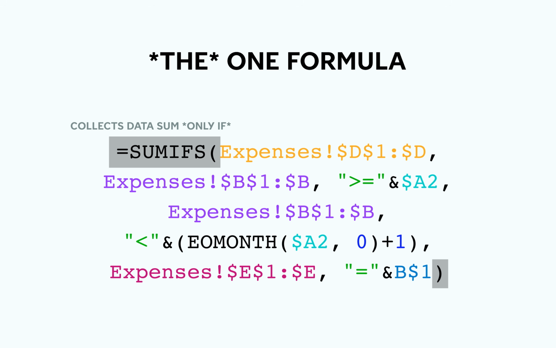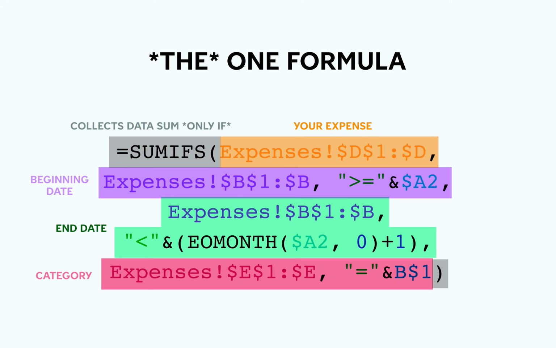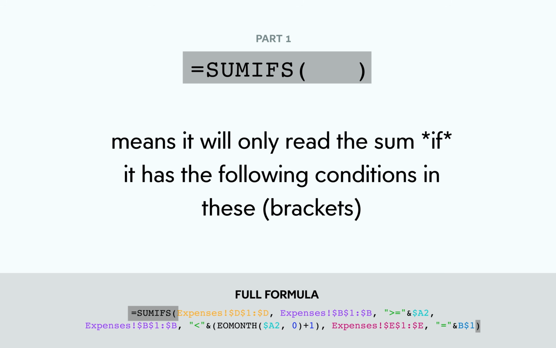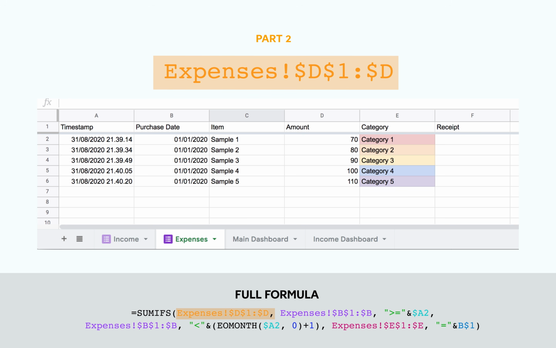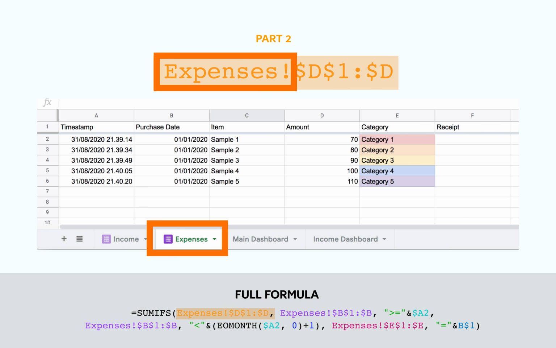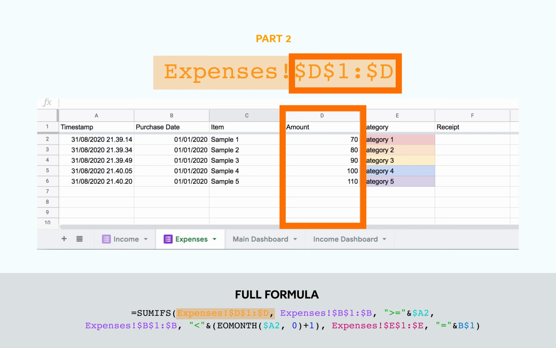It collects the data sum only if your expense is within the date range of a certain period and is also in the right category. To break it down, equal SUMIFS means it will only read the sum if it has the following conditions in these brackets. The second part here refers to where you're getting your expense amounts from. You're getting your expense amount from the sheet you called expenses and your data from column D in that sheet.